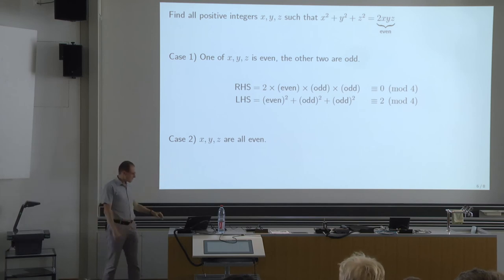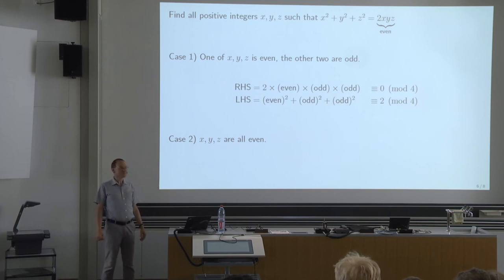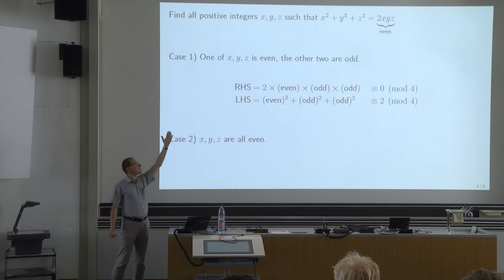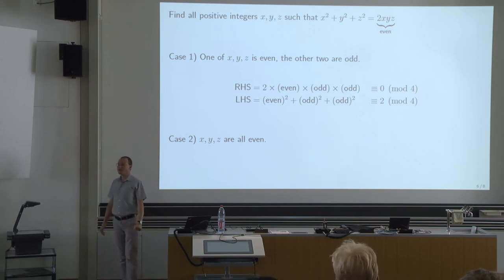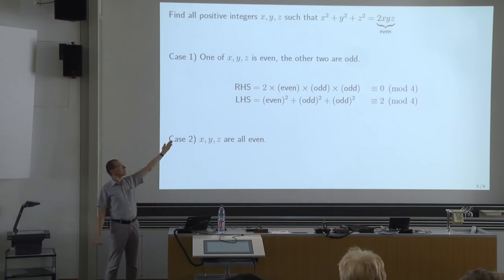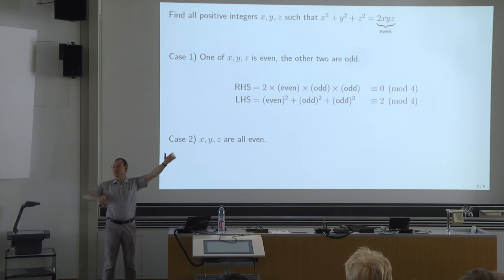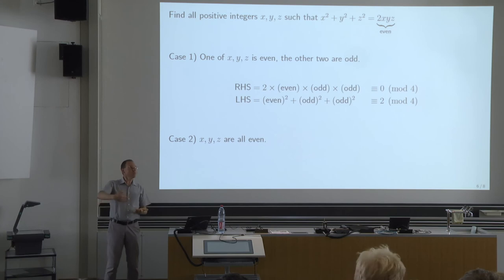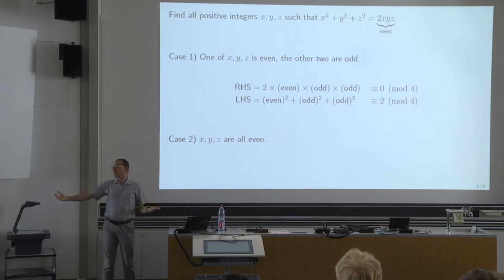Now, let's see. What does it mean that they're all even? When they're all even, the left-hand side will be 0 mod 4. Absolutely. And the right-hand side, what can you say about the right-hand side? 2 times a bunch of, 3 even numbers. The right-hand side will also be 0 mod 4. So it seems like case 2 is possible.